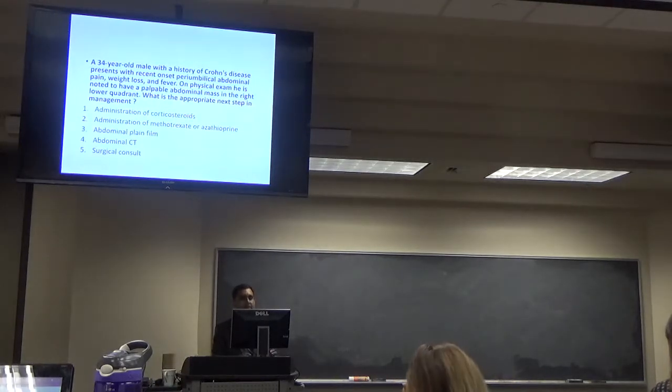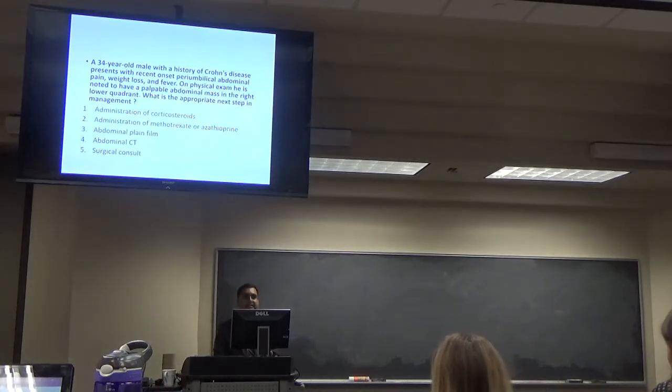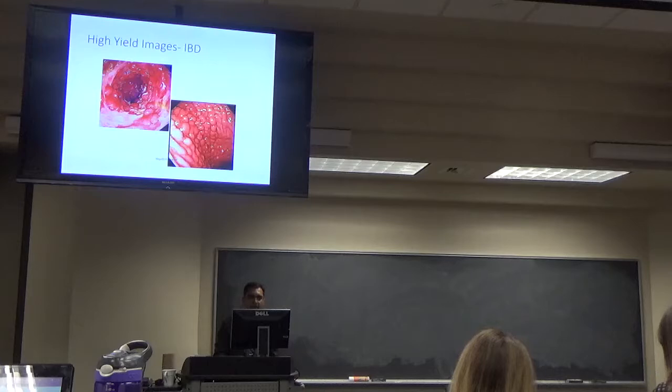Last question. A 34-year-old male with Crohn's disease presents with recent onset of abdominal pain in the periumbilical region, weight loss, and fever. He has a palpable mass on the right side. What's the next step? Give him steroids? Give him methotrexate? Do plain film x-rays? Do a CT scan? Call the surgeon? CT scan. It could be what? Abscess. It could be inflammation. It could be stricture. It could be active Crohn's disease. You need to know before giving them any medication.